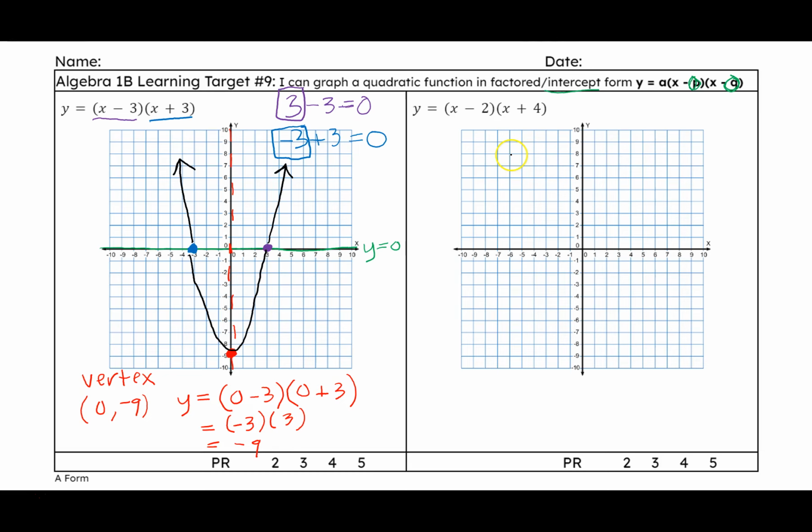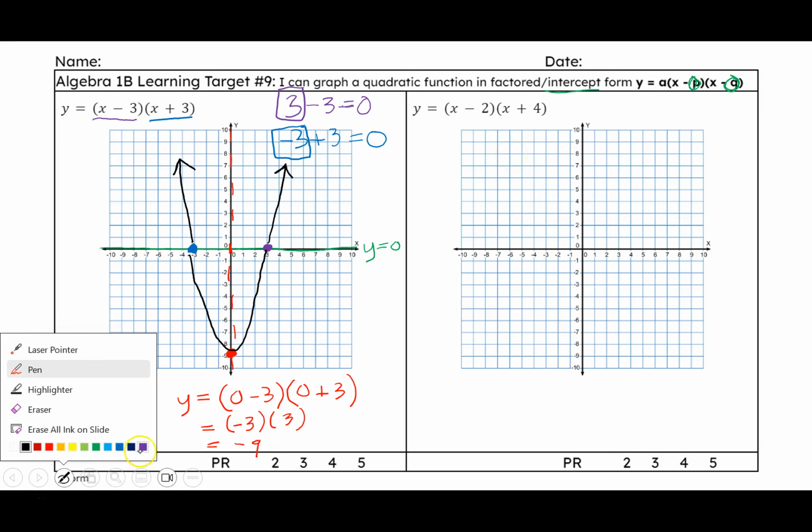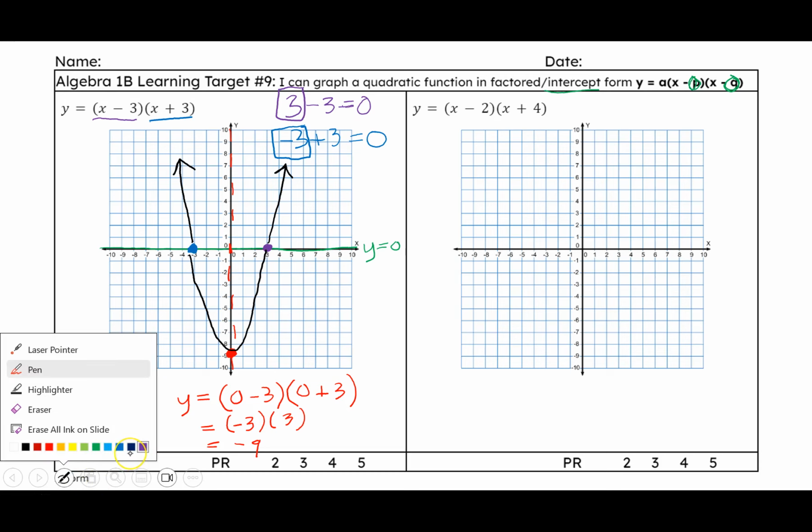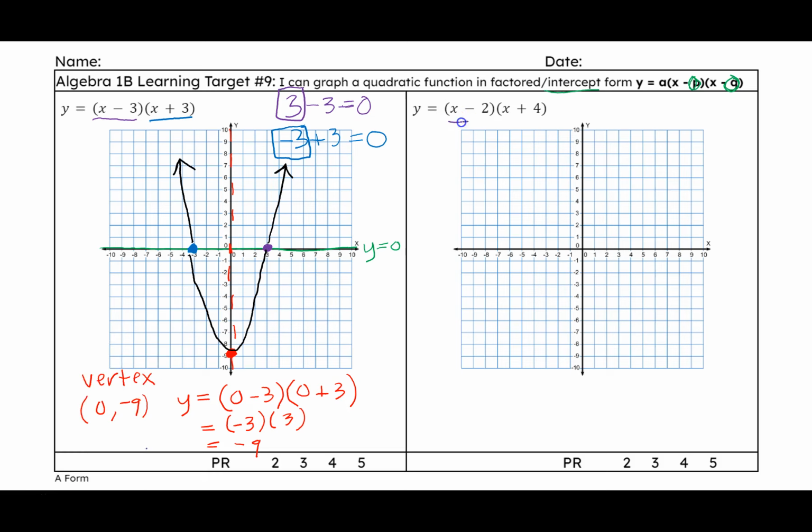Let's do it again for this side over here. All right, I'm looking for my 2 x-intercepts. That's where y is going to be equal to 0. So let's figure out how to make this equal to 0 first. All right, x take away 2 equals 0. What does x have to be? What can I subtract 2 from and get 0? I think that needs to be 2. 2 minus 2 is equal to 0.